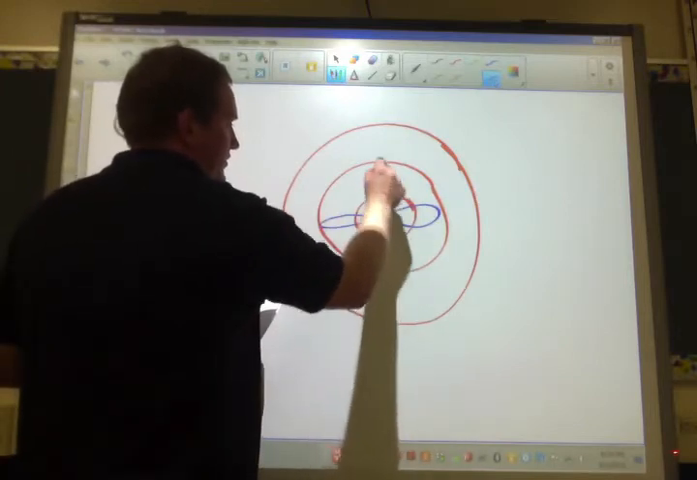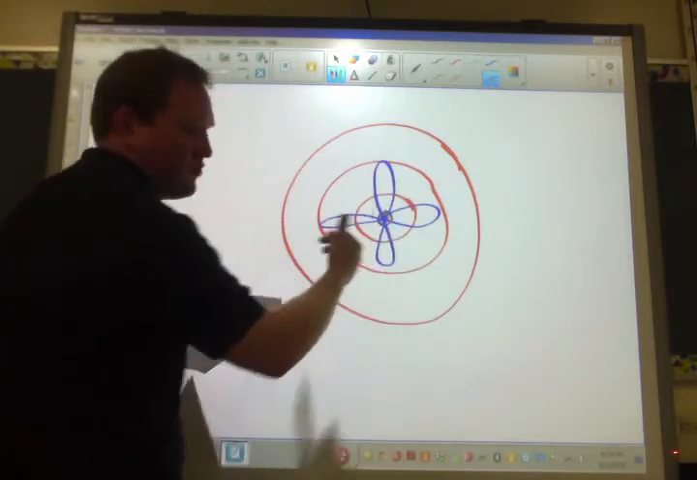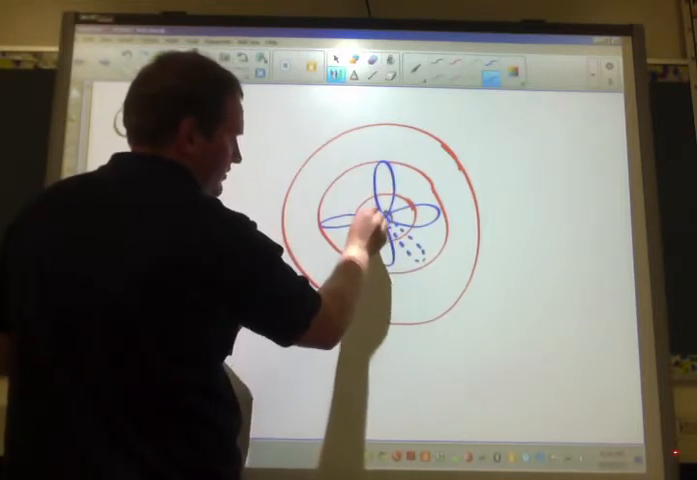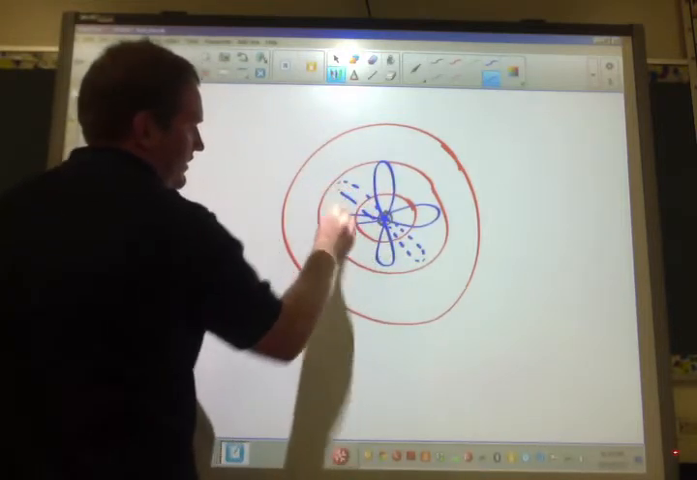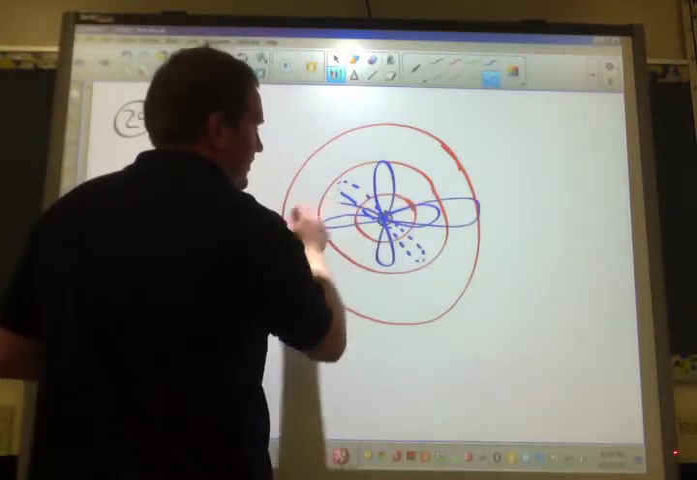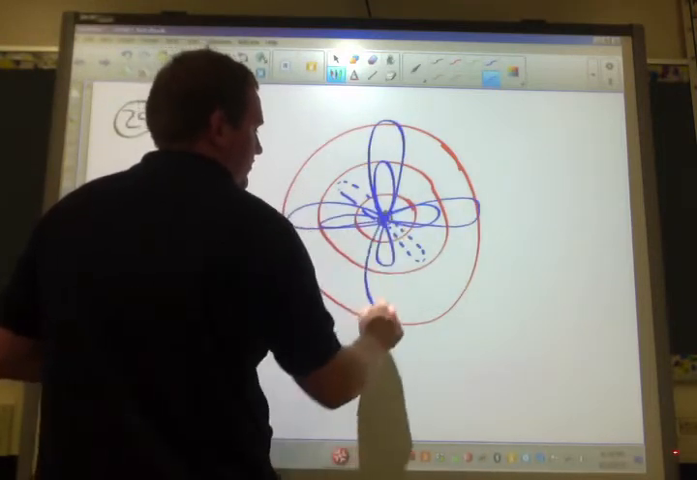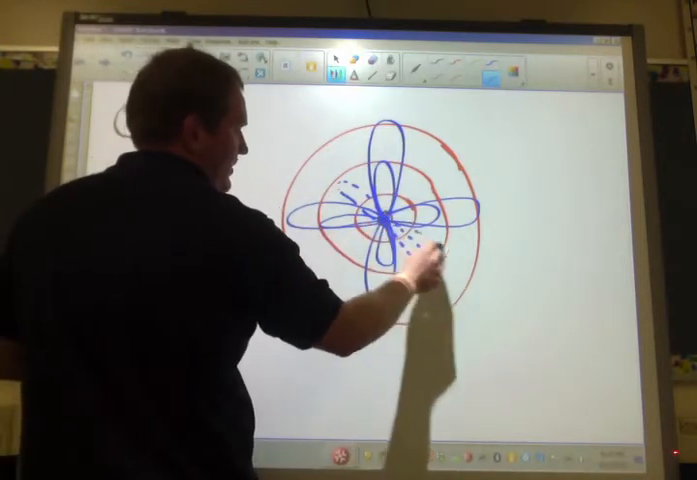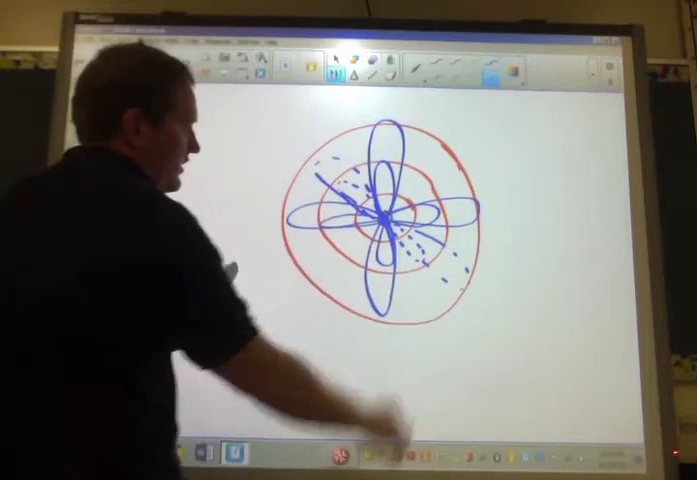That's 2px, 2py, and the 2pz is coming directly at the camera and going right into the board. So sometimes I do like a dashed line. That's 2p. My 3p is, again, inside this. So that's 3px, 3py, and then 3pz in the board.